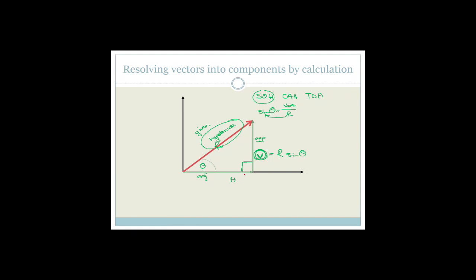Now we can also work out the horizontal component. The horizontal component is the adjacent side. And again, I'm going to use the hypotenuse because that's what I was given. So I'm going to use cos. Cos theta is equal to the horizontal over R. Therefore R cos theta is equal to the horizontal side.